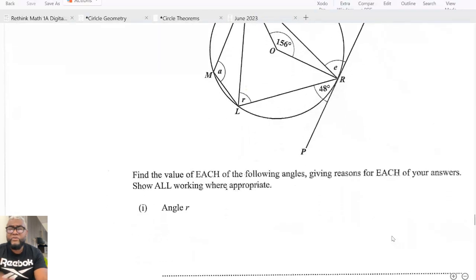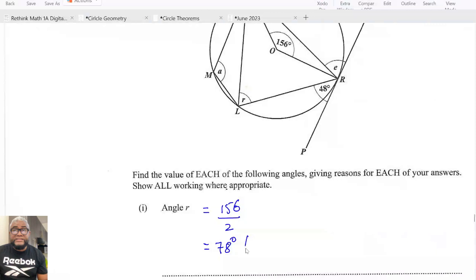So we start with R. What is R equal to? 156 divided by 2, 78 degrees. And what's the reason here? I think you said earlier: the angle at the center is twice the angle at the circumference. That was one of the first things you see.